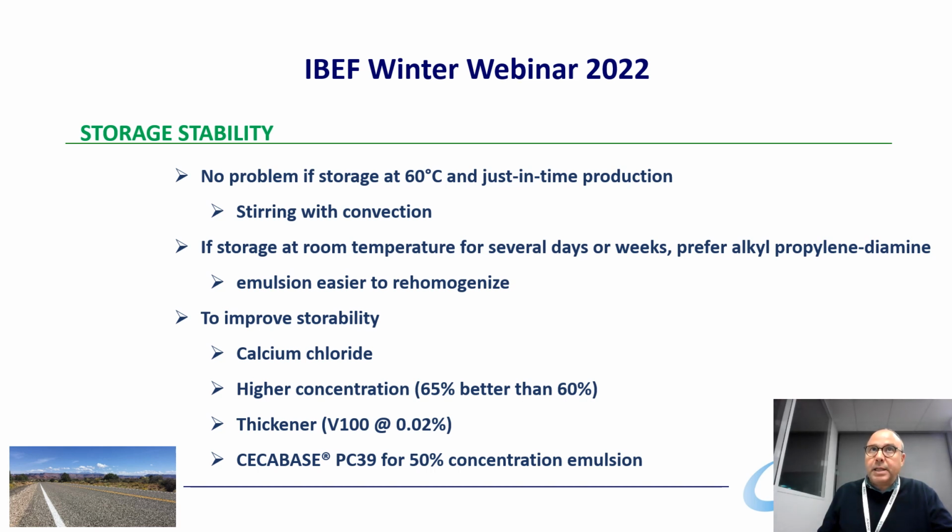To improve storability, it's possible to add calcium chloride, to increase the concentration, or to use a thickener like the V100. For some markets, 50% concentration emulsion in drums is required. A special emulsifier is then needed. The PC39 thickens the soap to get the storage stability at low concentration.